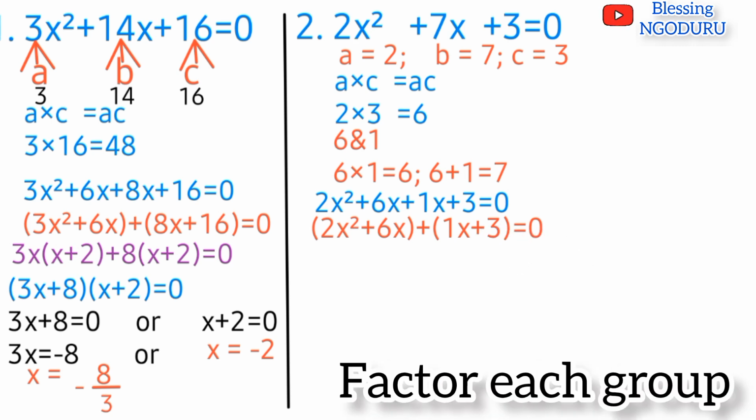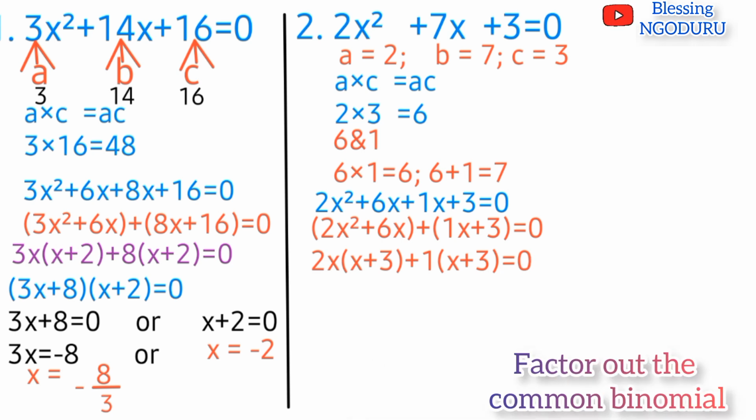Now let's factor each group. The common factor between these two is 2x, such that the remaining variable here is x, because 2x times x gives 2x squared, plus we have 2x here. Multiplying 2x by 3 gives 6x. Between these two, the common factor is 1. Since we already removed 1 here, we are left with x plus 3, because 3 times 1 gives 3, equal to 0. Now let's factor out the common binomial. So here we have 2x plus 1, and then we have x plus 3, x plus 3. So we pick 1 and then equate to 0.